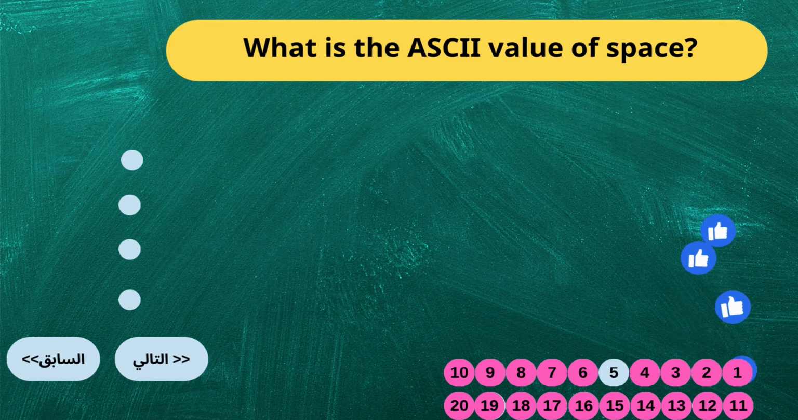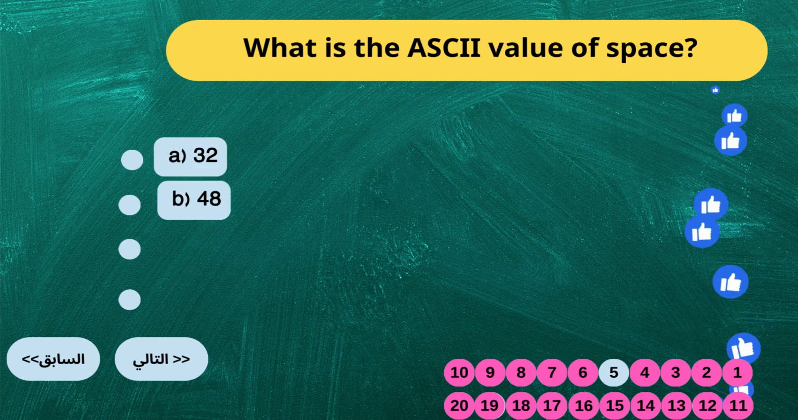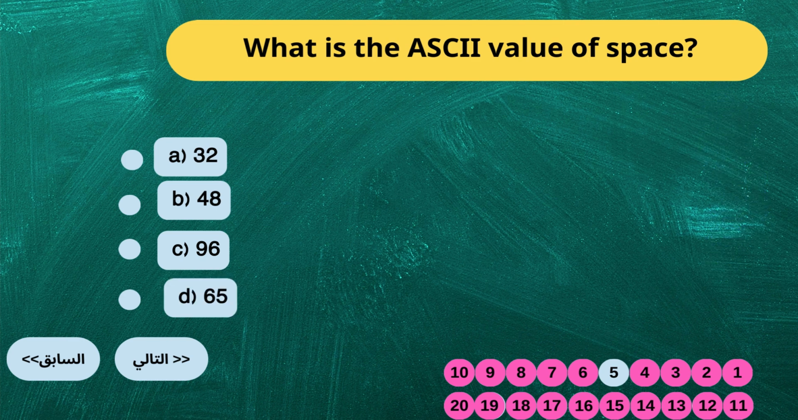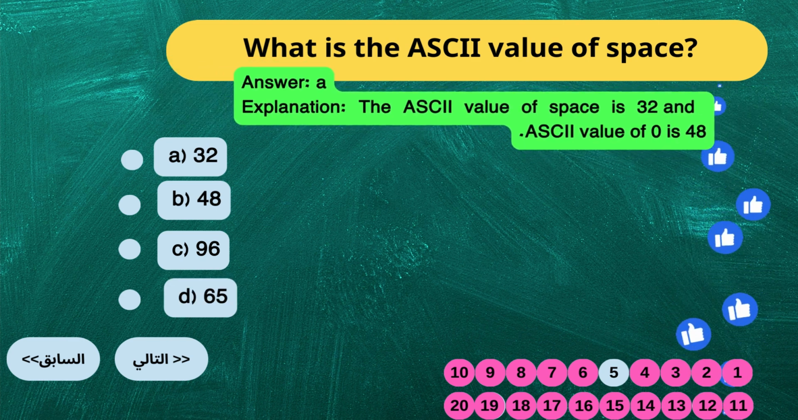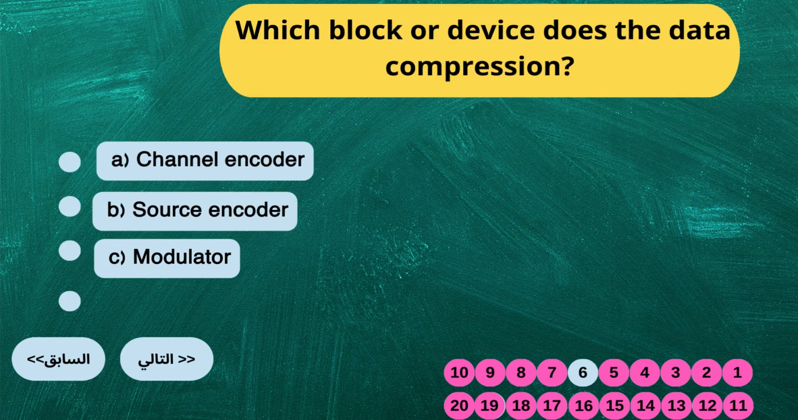What is the ASCII value of space? A. 32. B. 48. C. 96. D. 65. Answer A. Explanation. The ASCII value of space is 32 and 0 is 48.